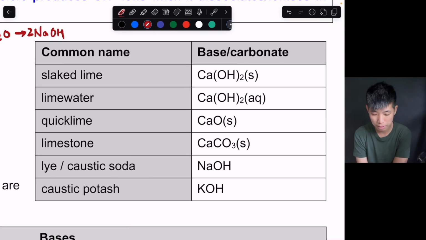Slaked lime refers to calcium hydroxide in the solid state. Lime water, you'll be familiar with this, is calcium hydroxide dissolved in water, so it's (aq). Quicklime is calcium oxide, limestone is calcium carbonate. Carbonates are not bases, but I've put it here because you notice that many of the calcium compounds have very unique household names. Then we have caustic soda, sodium hydroxide, and caustic potash, potassium hydroxide.